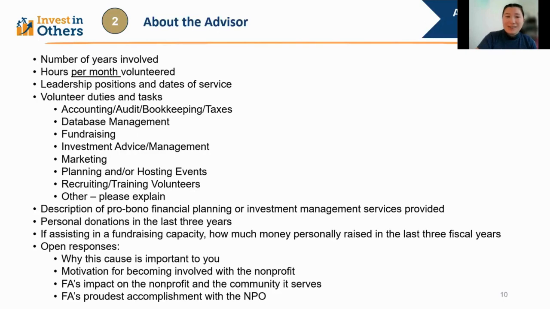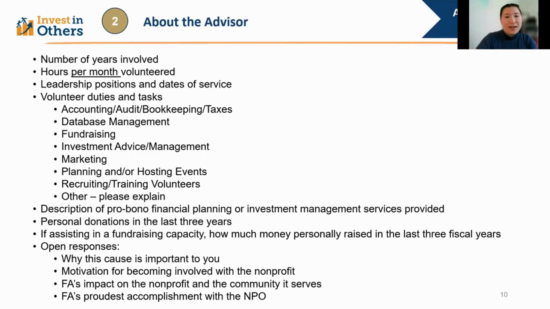We ask that you don't tell us you got involved just because a colleague invited you to one of their volunteer events. That will not stand out as much. We ask that you speak from the heart and let us know why you continue to contribute your time and energy to this organization year after year.